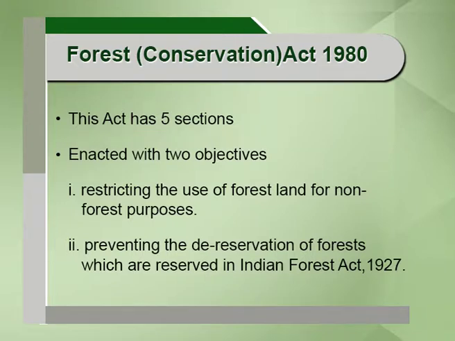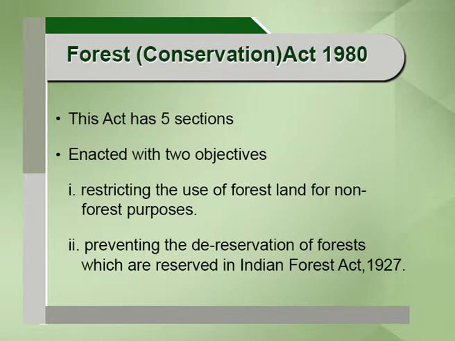Next we will move on to the Forest Conservation Act. Previously we saw the Indian Forest Act of 1927; the Forest Conservation Act was enacted in 1980 and then amended in 1988. This act has 5 sections to protect the forest. The enactment of this act has twin objectives. One is restricting the use of forest land for non-forest purposes. This is the most important limitation, so the misuse of forest land is under restriction.